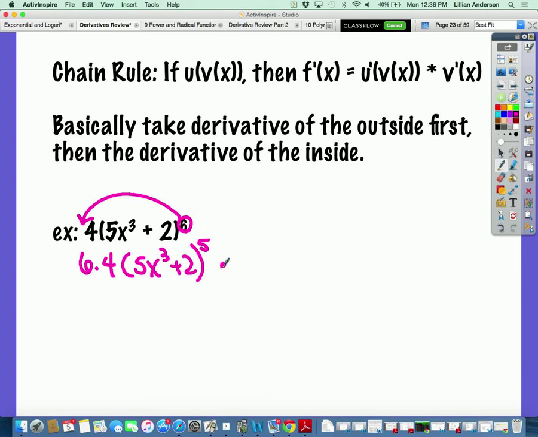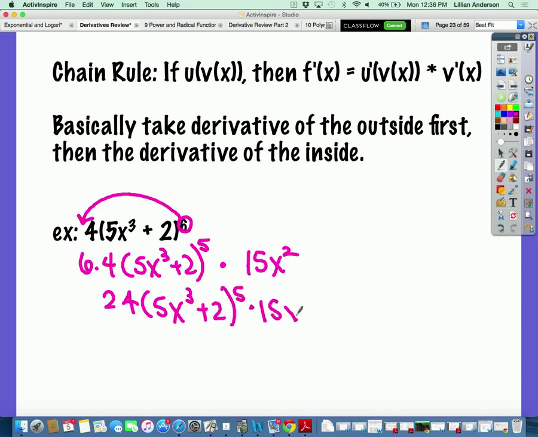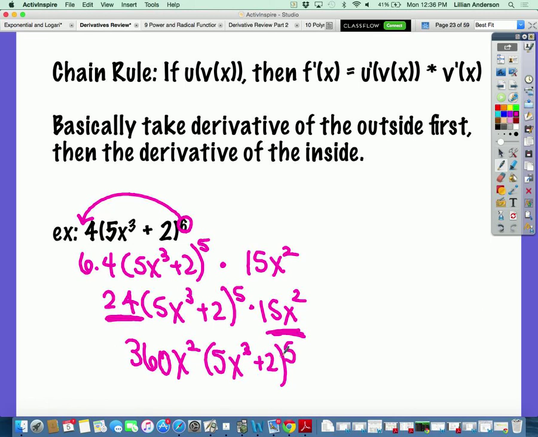So what's the derivative of 5x cubed plus 2? 15x squared, because you multiply the 3 by the 5 that's on the inside and subtract 1. So you basically have 24, and then 5x cubed plus 2 to the 5th. Then you can multiply your numbers on the outside, which are your 24 and your 15x squared, to get a bigger number, and that will be your derivative.